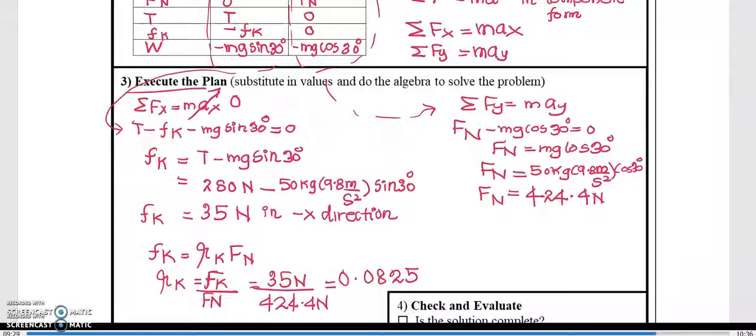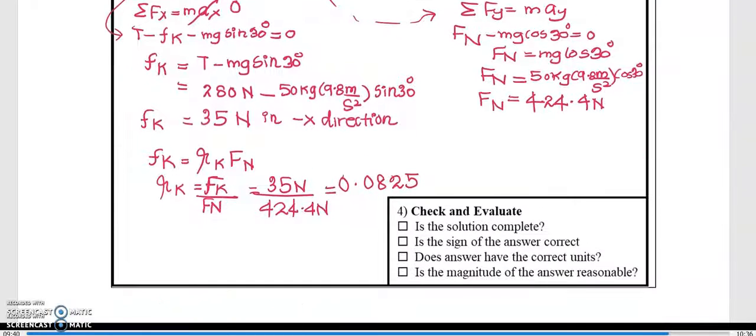As we expected, there's no sign for the coefficient of kinetic friction. Newtons to newtons will cancel out. And you get the answer with no units. And it's not negative because it doesn't have a direction. It's just a coefficient. So is the solution complete?